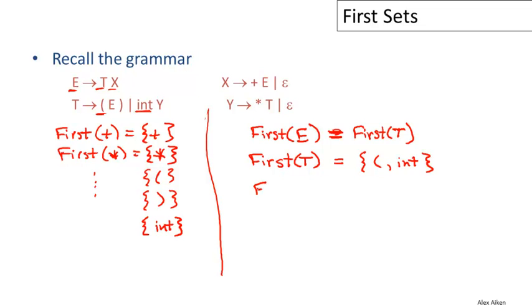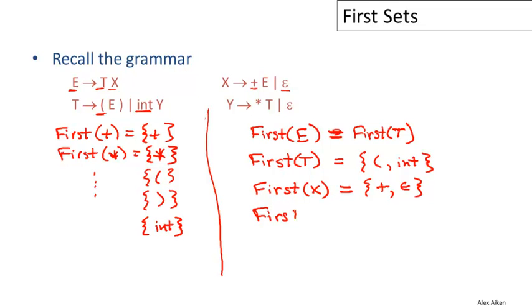All right, so now let's take a look at the first of X. Okay, so the first of X, well, clearly plus is in the first of X because one production for X produces a plus immediately in the first position. So we can just add plus to the first of X. And then X has an epsilon production. So it can also go to epsilon, so that means that epsilon is also in the first of X.